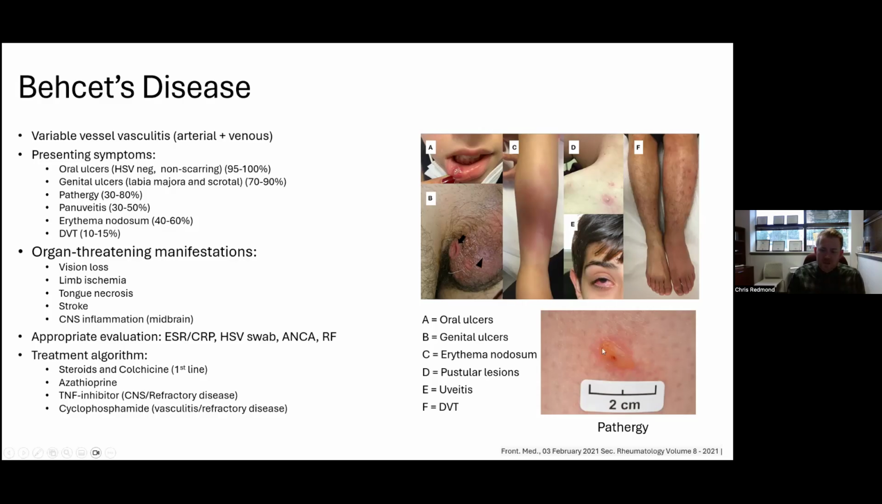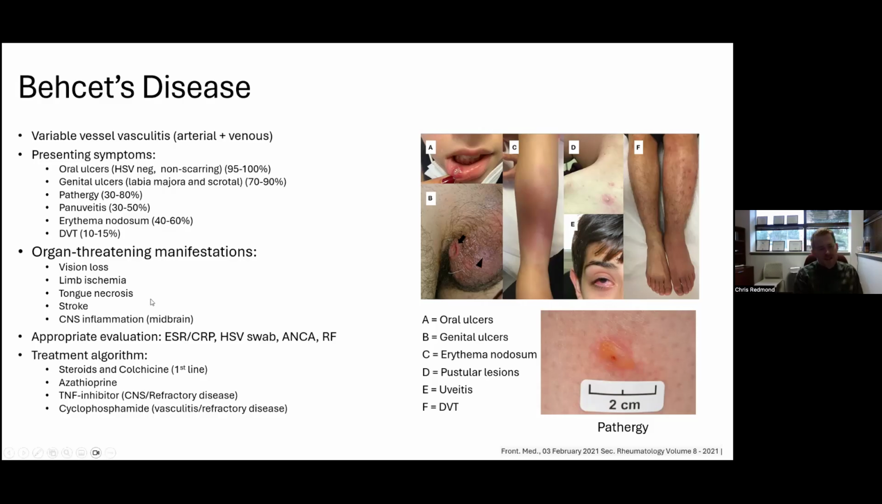Pathergy is a common symptom, so that's when you put a needle under the skin, so subdermal injection, or placement of a needle, and you develop this kind of raised area afterwards. Sometimes people get this with blood draws. You can get panuveitis, relatively common too, so these patients need to be screened by an ophthalmologist regularly. Erythema nodosum like lesions are very common as well, and you can get thrombophlebitis and DVTs and things of that nature as well. You're concerned about limb ischemia, vision loss for severe disease, strokes, and you can actually have CNS inflammation of the midbrain that can cause encephalopathy, coordination issues, things like that.